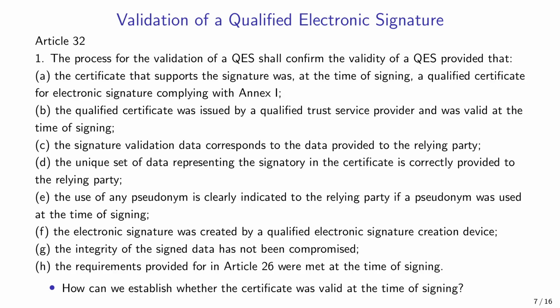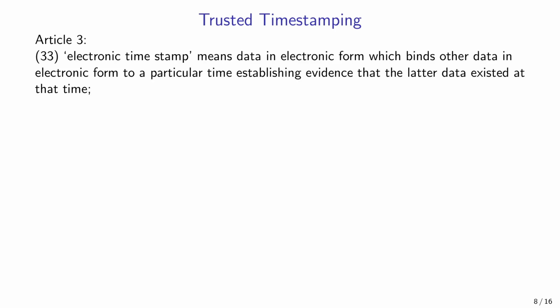To solve this problem, we somehow need to figure out whether the signature existed before the certificate expired or was revoked. And this is where we come to the concept of trusted timestamping. eIDAS provides a definition of electronic timestamp, which means data in electronic form which binds other data in electronic form to a particular time, establishing evidence that the later data existed at that time. What it means in practice is that we have some additional trusted third party whom we can send some data, and this party will return some signed timestamp.